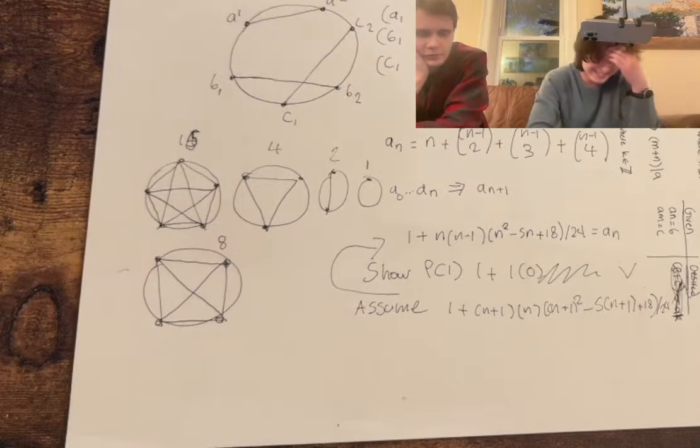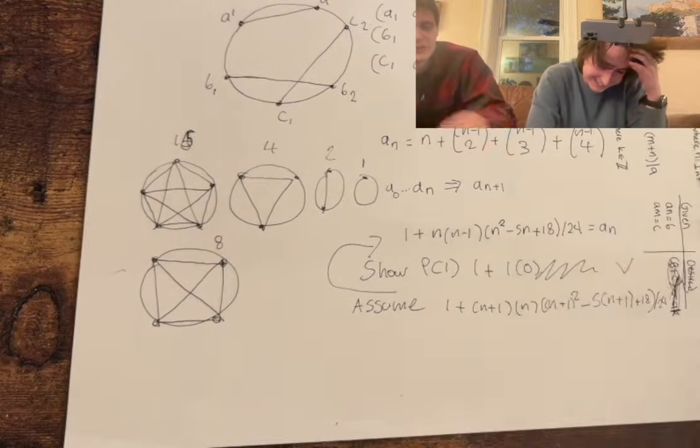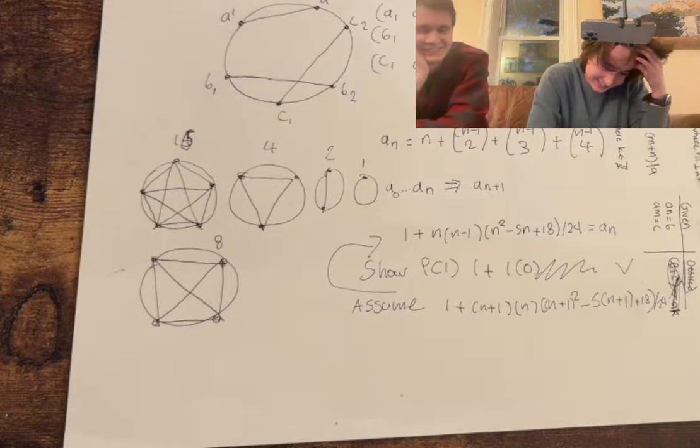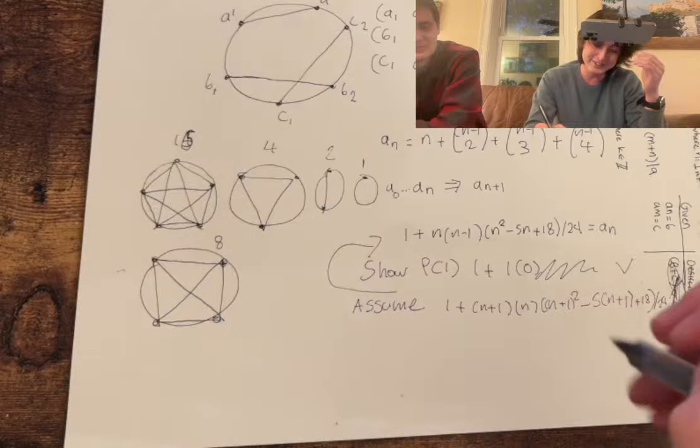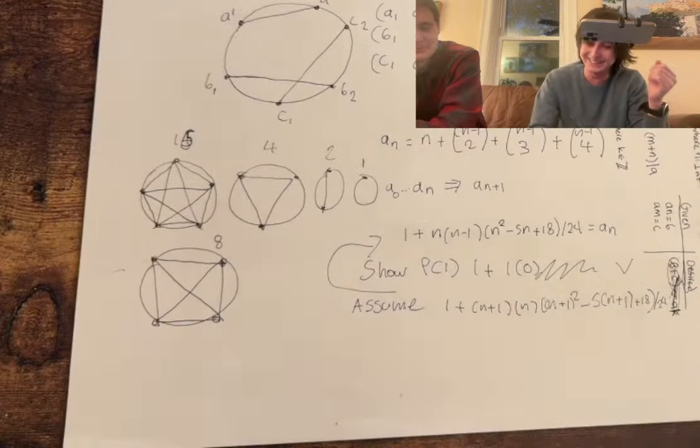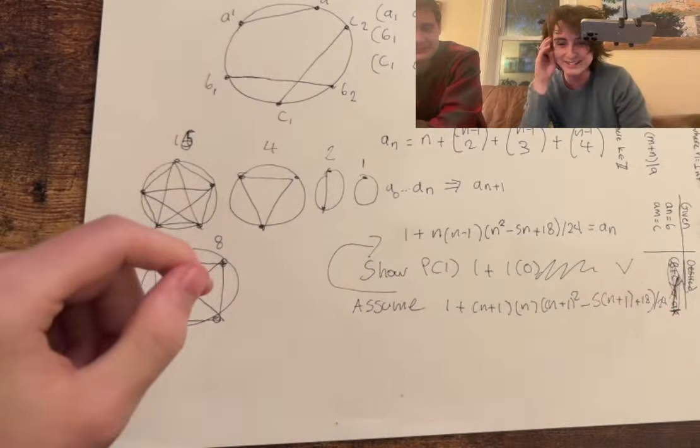Well, it's not 2 to the n. I mean, this can't be 2 to the n. Are they messing with us right now? There's no way it goes 1, 2, 4, 8, 15. There's no way.